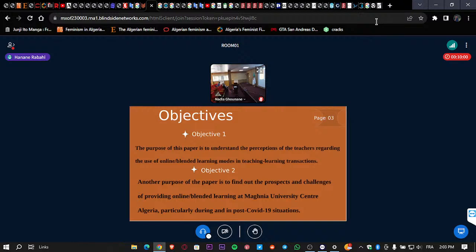As a roadmap, the present research work will be introduced to the main aim of the paper, the research questions, piloting the study, the research methodology, findings, and some recommended points. Therefore, the purpose of this paper is to understand the perceptions of the teachers regarding the use of online blended learning modes in teaching learning transactions. Another purpose of the paper is to find out the prospects and challenges of providing online blended learning at Mernia University Center, Algeria, particularly during and in post-COVID-19 situations.